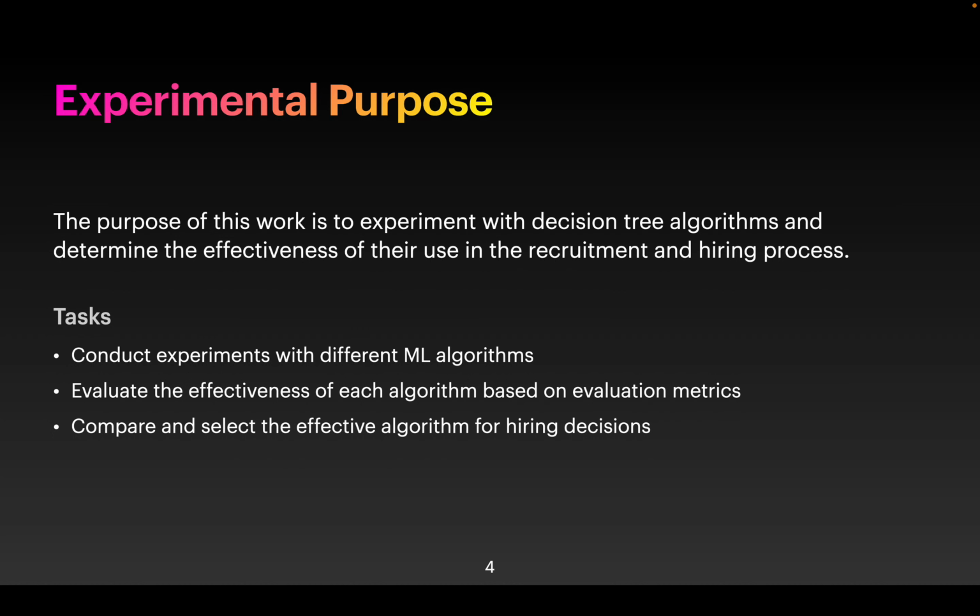The purpose of this work is to experiment with decision tree algorithms and determine the effectiveness of their use in the recruitment and hiring process. The tasks of the work: perform a series of experiments using different machine learning algorithms. Evaluate the effectiveness of each algorithm based on evaluation metrics. Compare and select the most effective algorithm for making hiring or rejection decisions.